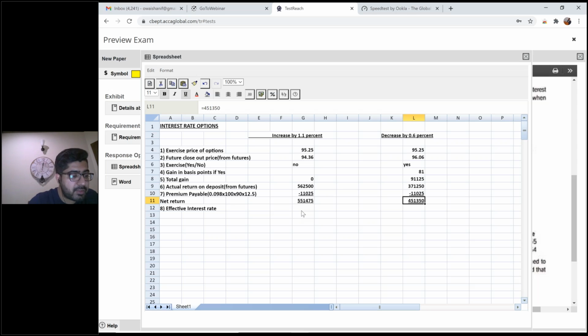And you can find the effective rate by the net divided by amount into 12/5. So the effective interest rates of both options are 4.01%. And here the effective rate is 4.9%.